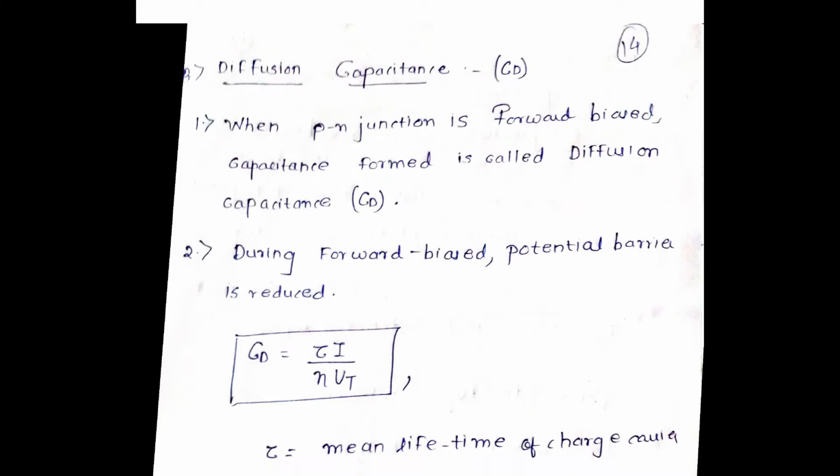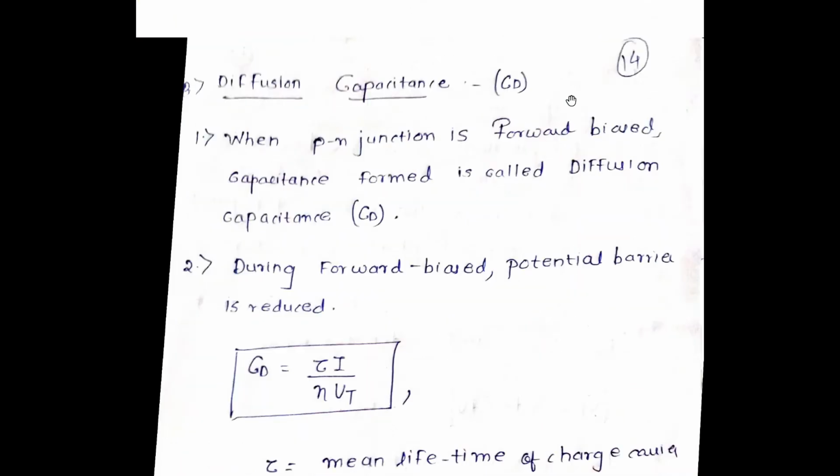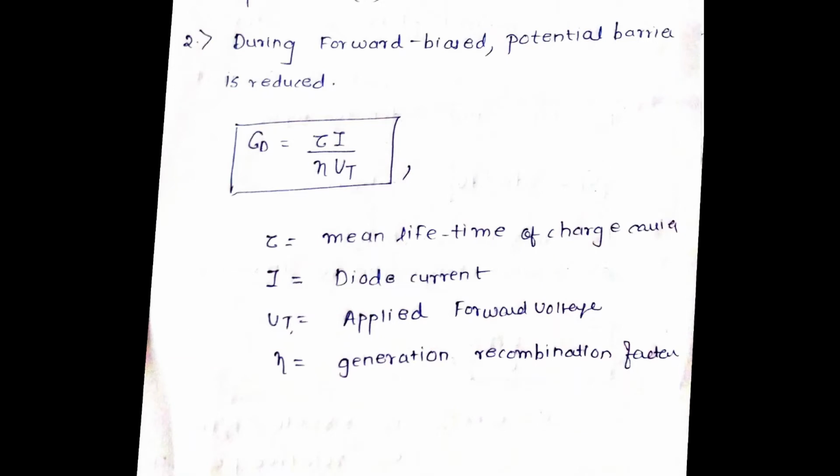Similarly, you have the diffusion capacitance. Unlike the transit capacitance, which is for reverse bias, in the case of diffusion capacitance the PN junction is forward biased, and the capacitance is called the diffusion capacitance. The formula is given as tau into I upon eta Vt, where tau is the mean lifetime of the charge carrier, I is the diode current, and eta is the ideality factor, or the generation recombination factor. This eta is 1 for germanium, 2 for silicon, and Vt is the applied forward voltage.